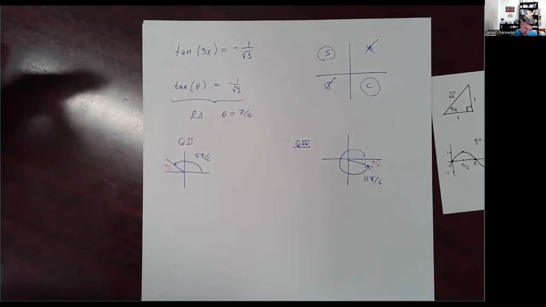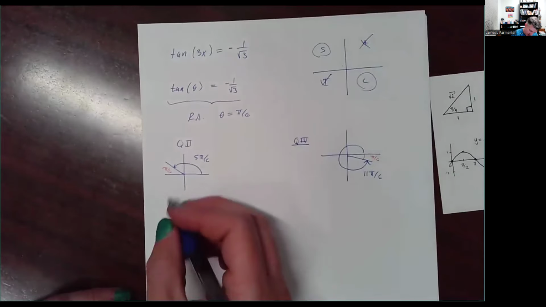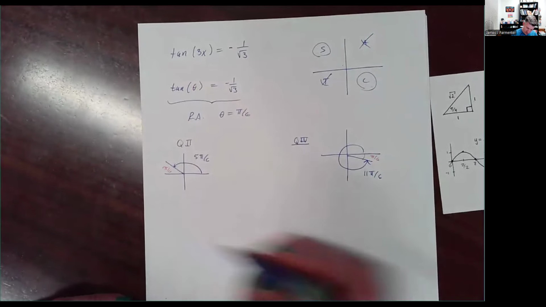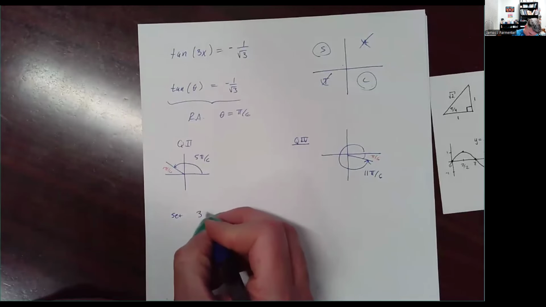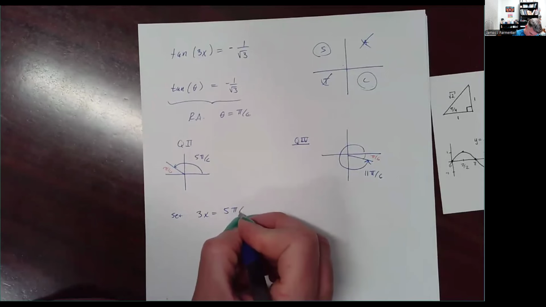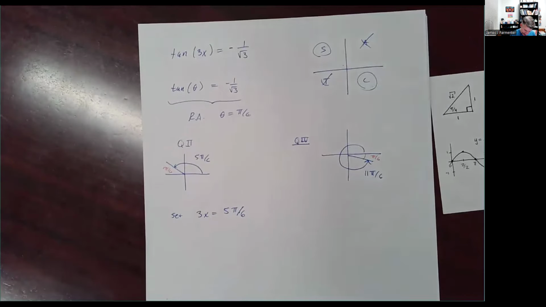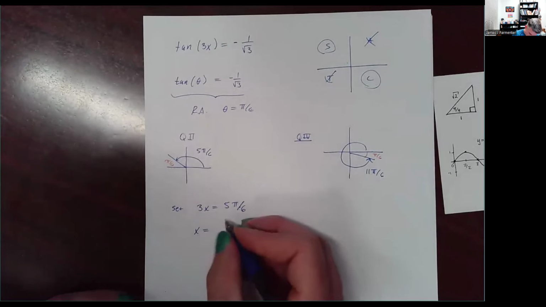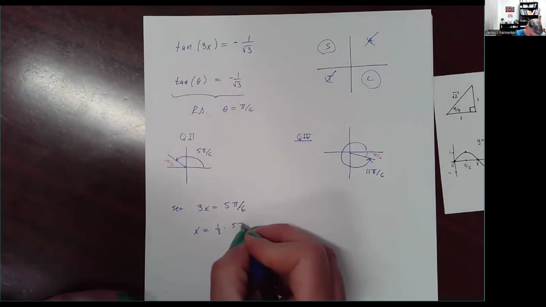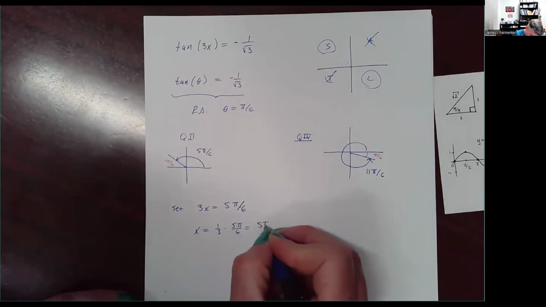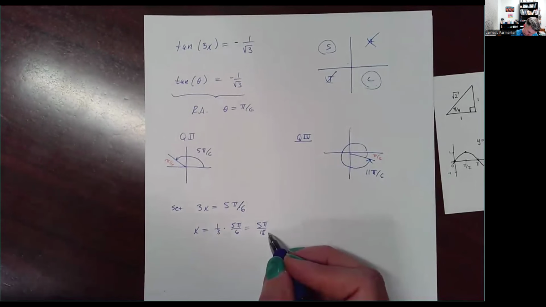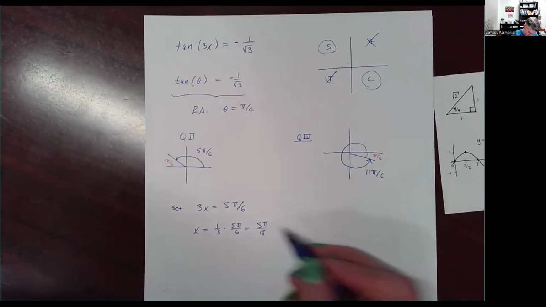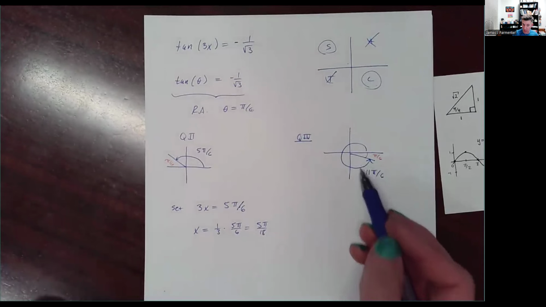Just want to make sure I say this the right way. So if we want to solve for x, here we're going to set 3x equal to the angle that we actually need, and then divide both sides by 3. So x is going to equal 1/3 times 5 pi over 6, which is 5 pi over 18. Now let me just think about this for a moment. Yeah. So we really don't need to do it over here.